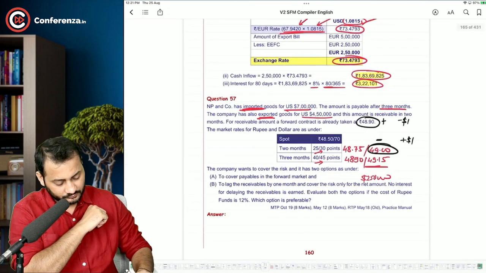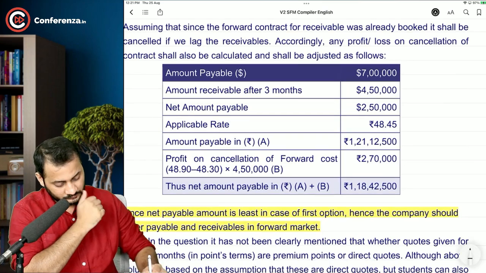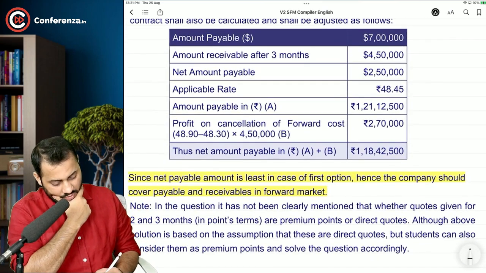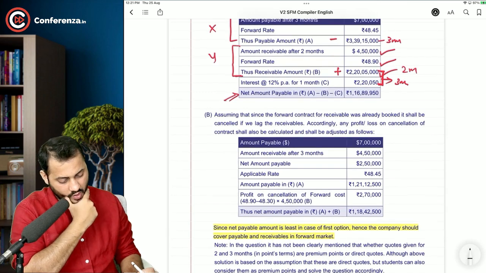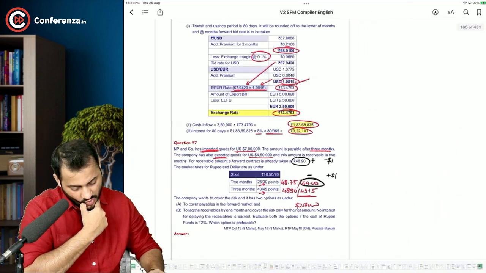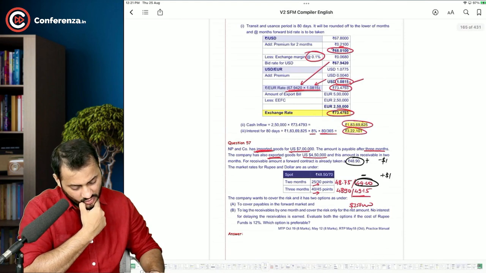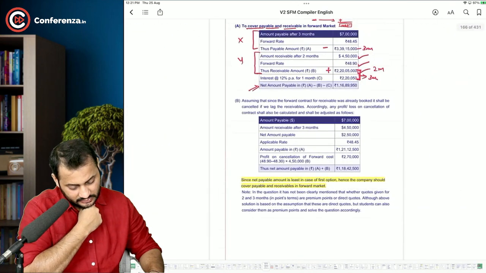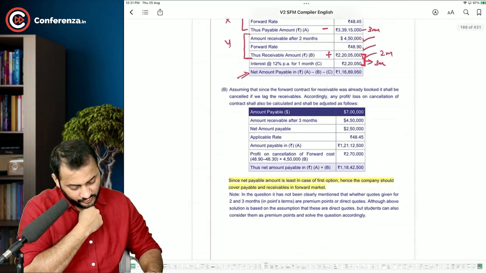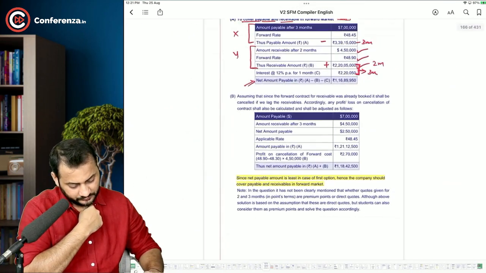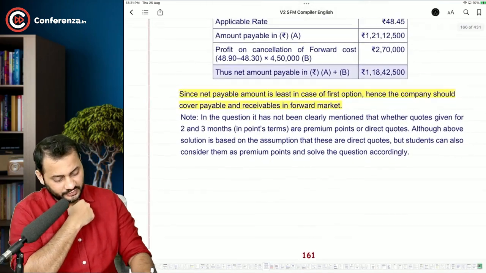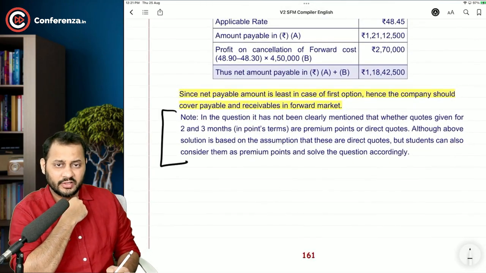See. I think they have changed the rate. Let me just go through it. 48.90 and 48.30. Acha. So there is a mistake in the question, and for that they have given the note.